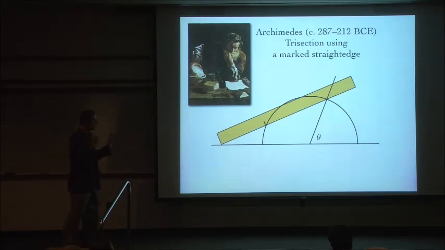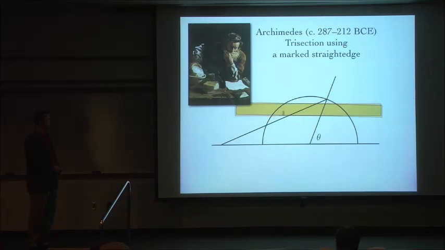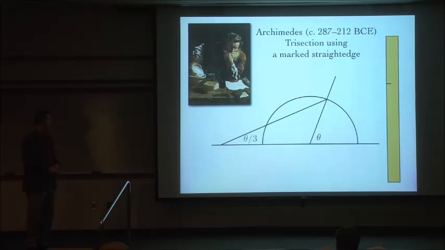This became known as a neusis construction, or verging, or something like that. It's this trick where you are lining up a line and a point and a curve, where the distance between the line and the curve is this fixed distance here. If you can do that, and you draw this line segment here, it turns out that this angle is theta over 3. So if you have one mark on your straight edge, you can trisect any angle. I'll leave it as an exercise to you to show that you can do this.